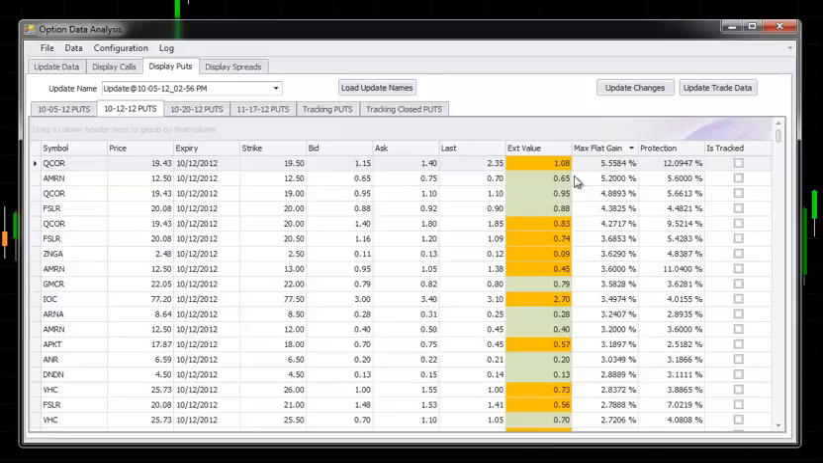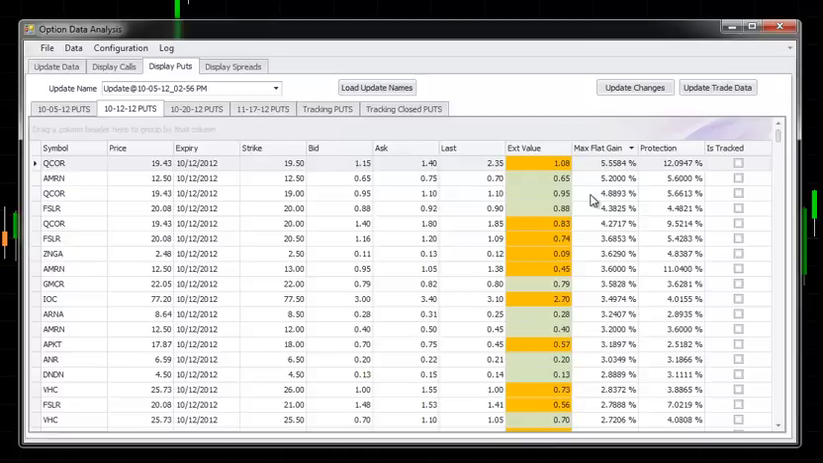Now, if you look at the 19, let's take a look at the 19. It's trading at 1943. The strike is 19, so that's out of the money. The bid is 95, so the extrinsic value is at 95, and it's out of the money, and the profit potential is at 4.8%.